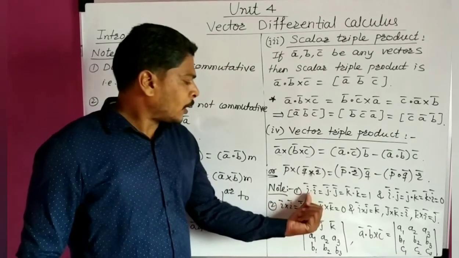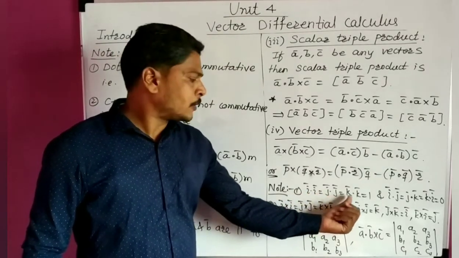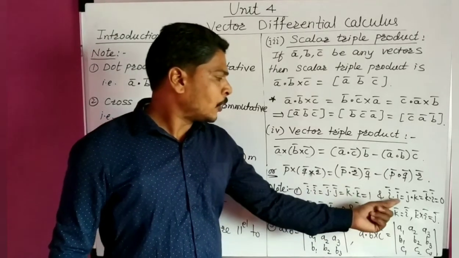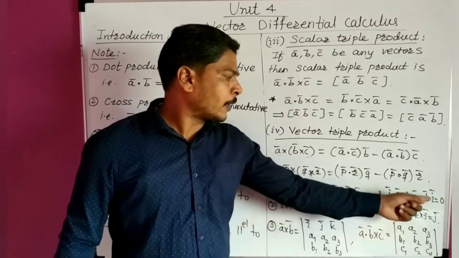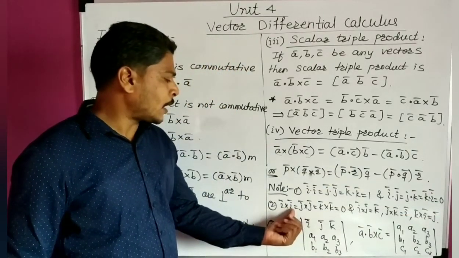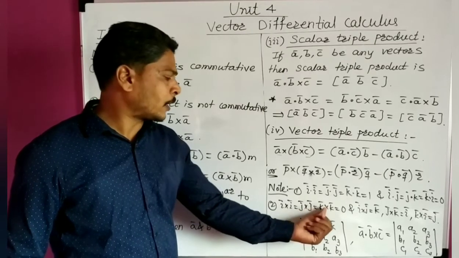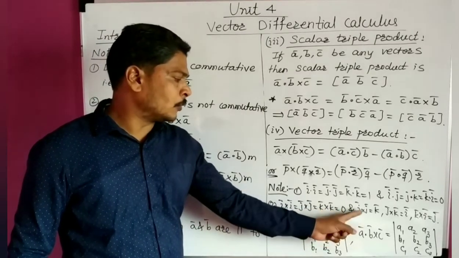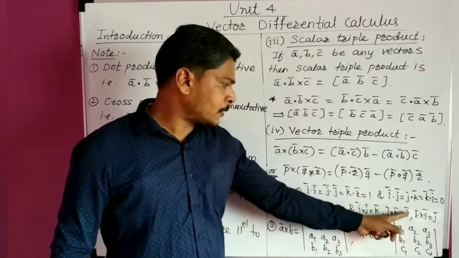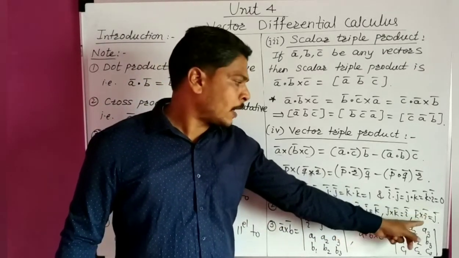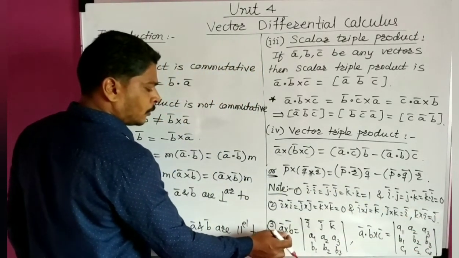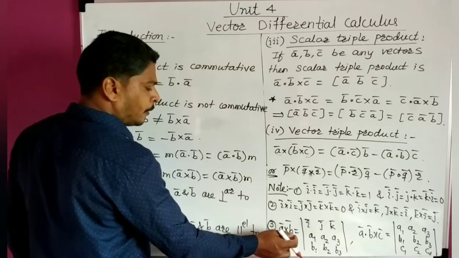Some notes are there. I bar dot I bar is equal to j bar dot j bar is equal to k bar dot k bar is equal to 1. I bar dot j bar, j bar dot k bar, k bar dot I bar become 0. I bar cross I bar, j bar cross j bar, k bar cross k bar equal to 0, and I bar cross j bar is equal to k bar, j bar cross k bar is equal to I bar, k bar cross I bar is equal to j bar.